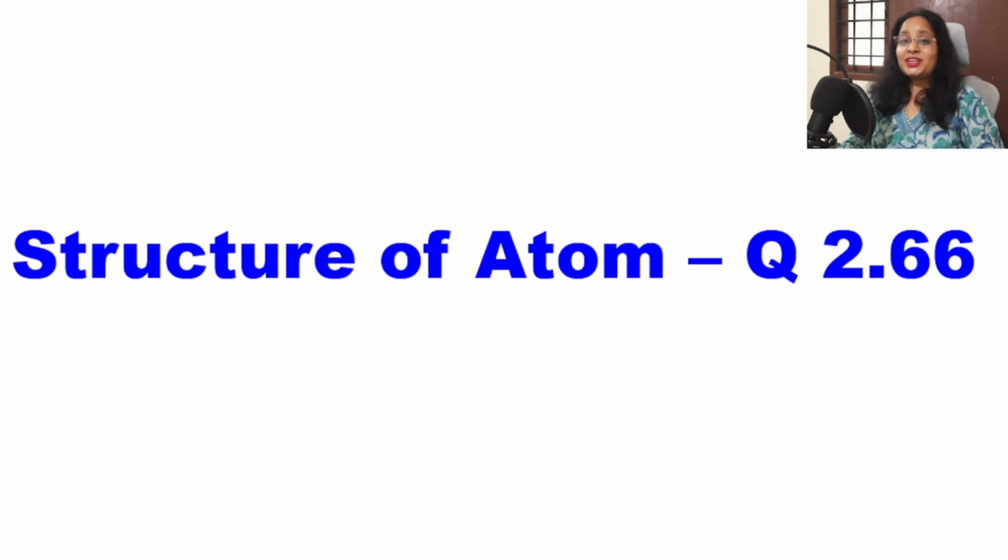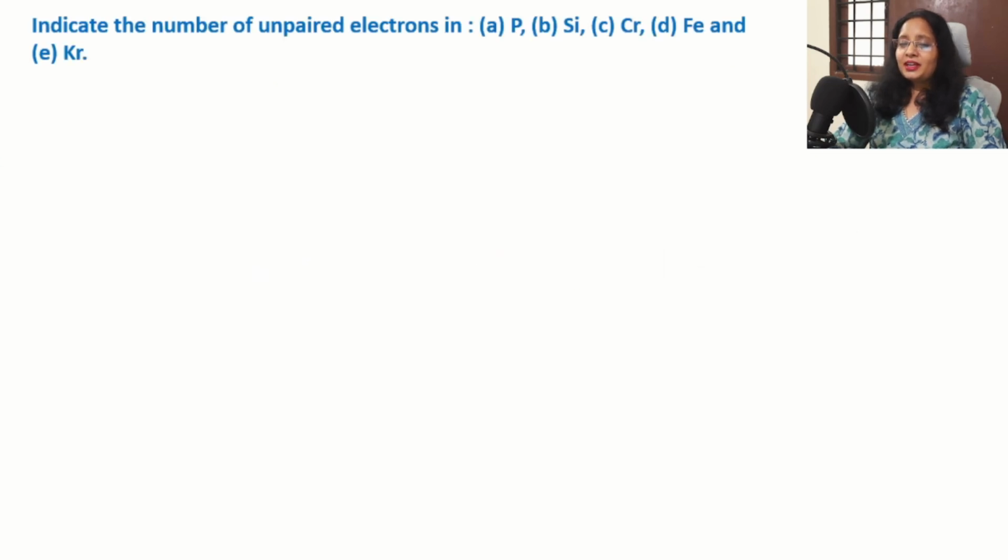Friends, today's video is question number 2.66 from NCERT textbook class 11 and the chapter name is Structure of Atom. So let's check the question. Indicate the number of unpaired electrons in phosphorus, silicon, chromium, iron and krypton.